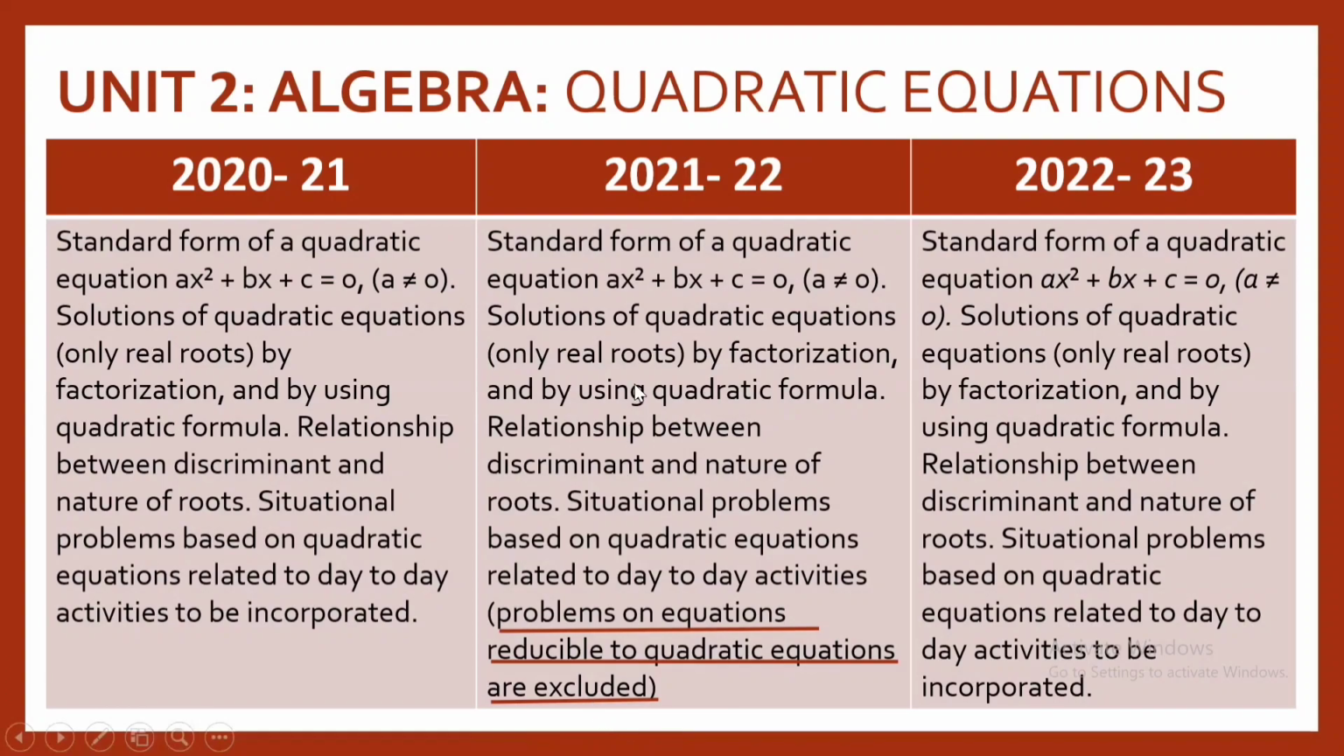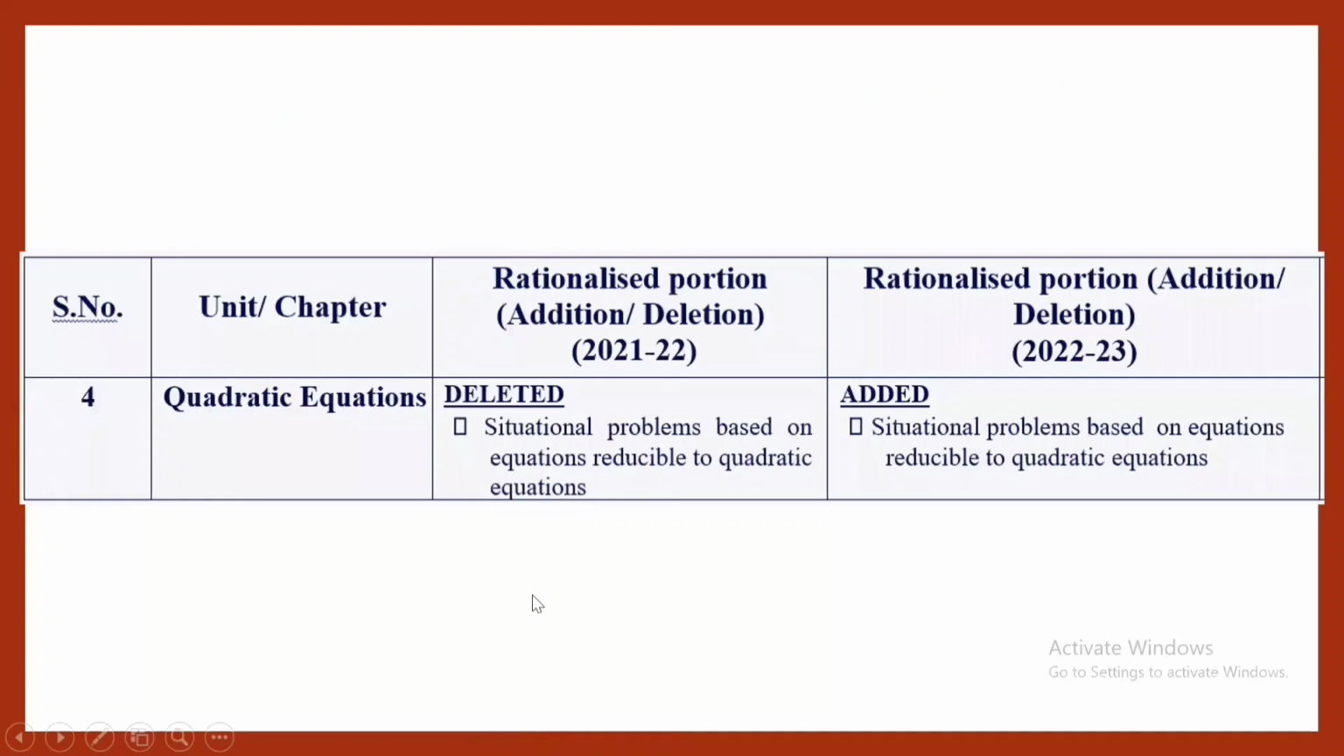That means that for 21-22, this was to be excluded. But in 22-23, this statement is not there. Can you see it is not there? So it means that this time this has been added. So the equations, the problems on equations reducible to quadratic equations are now included in the chapter of quadratic equations. So let us see the tabulated form. In 2022, this has been added up, right?